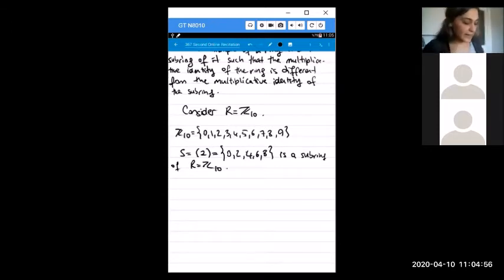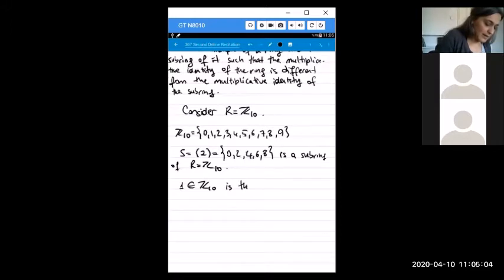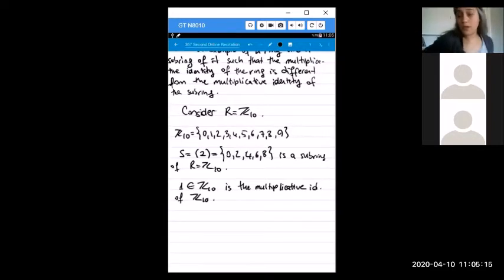But here, as you can see, 1 in Z10 is the multiplicative identity of Z10. But in the subring, we don't have it, right? 1 is not in the subring generated by 2. But even though 1 is not in the subring generated by 2, this subring also has a multiplicative identity, which is 6.